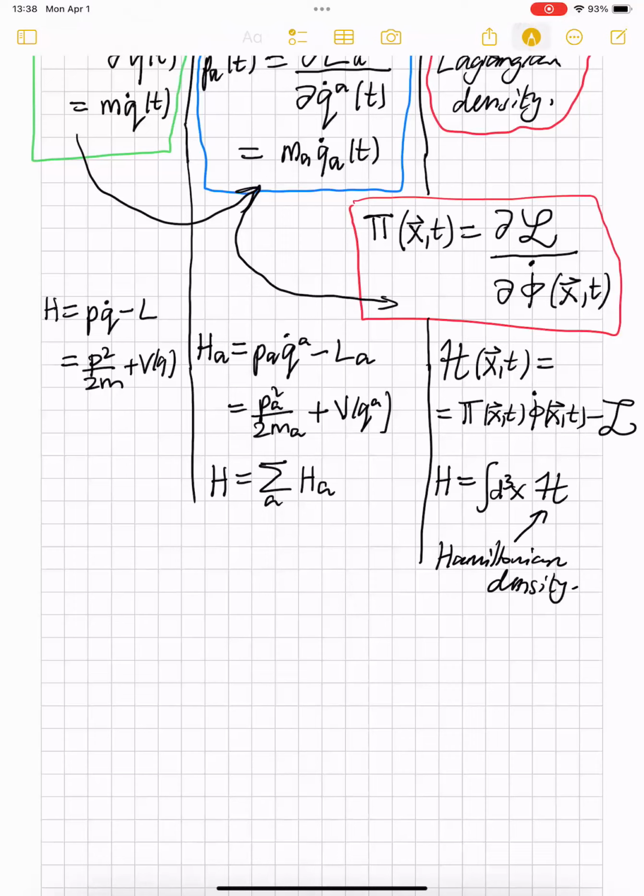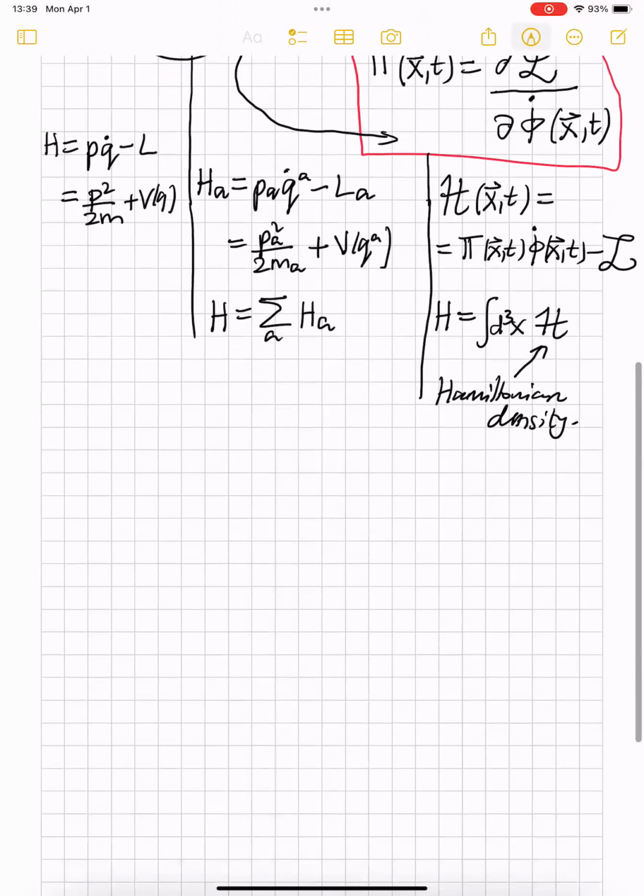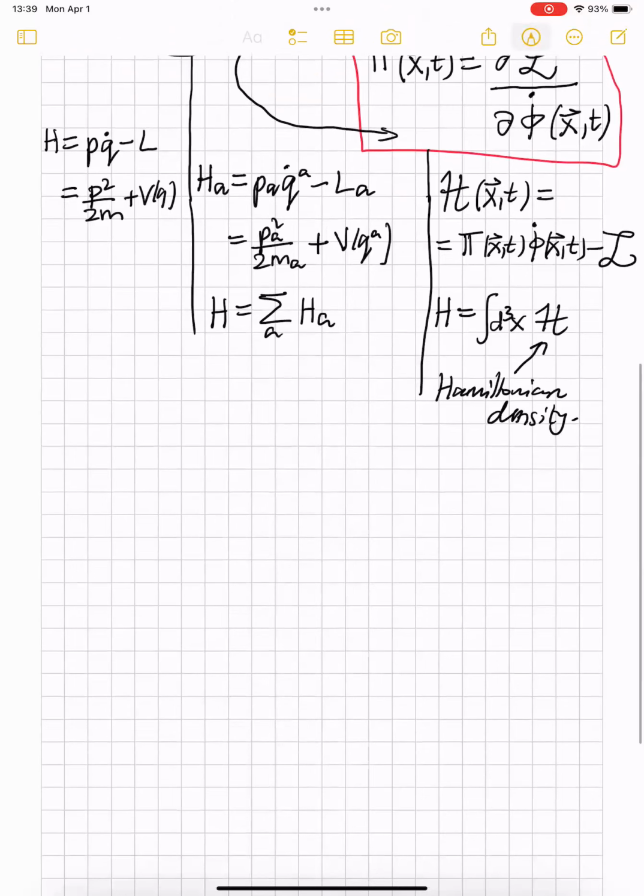And you can see how I'm generalizing these formulas the whole time. Every time there is an A dependence for the n particle system, it becomes an x dependence in the field theory. Good. So this formula for H_A had no sums on A, so the formula for the Hamiltonian density has no integrals in it. It depends on p_A q dot_A, so it'll depend on pi at x and phi dot at x.